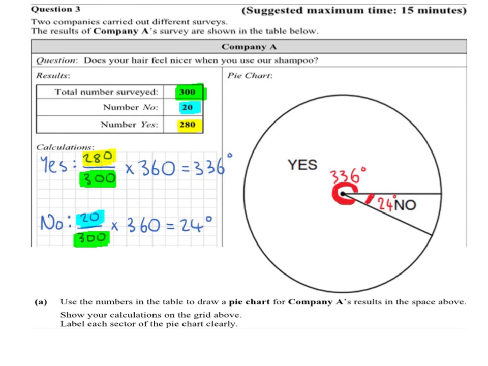So the number of people who said yes was 280. It's going to be 280 divided by the total number of people surveyed, which was 300. So 280 divided by 300. Then this fraction gets multiplied by 360, and it gives us 336 degrees. So we need an angle of 336 degrees to represent the people who said yes.